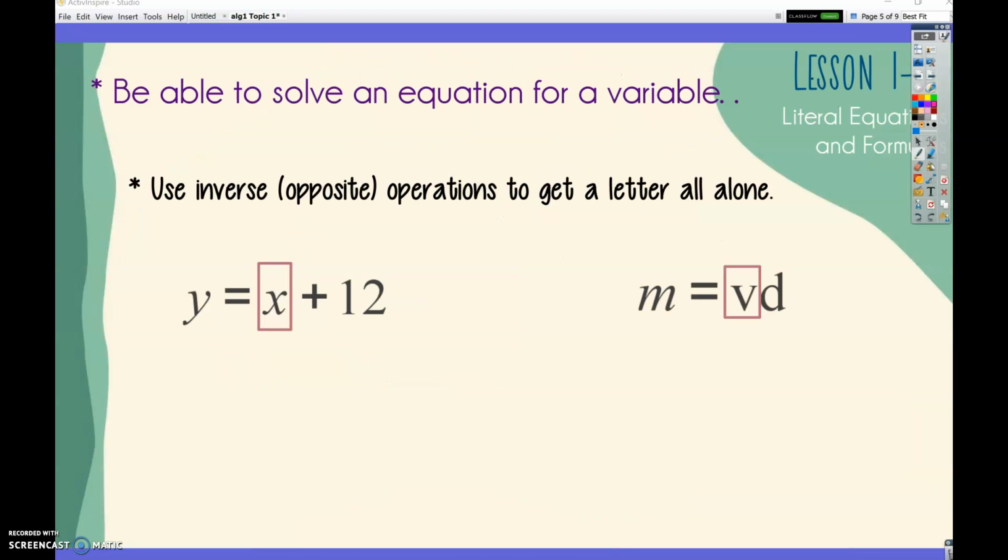In Lesson 1-4, we solved equations for a variable. Now these felt a little weird because you weren't actually solving for a number. We again are using these inverse or opposite operations to get a letter all alone. So when you're asked to solve for the variable x, you're moving things to the other side that are not the x by the opposite operation. You're asked to get one variable all alone that is not currently alone. Practice a couple of these.